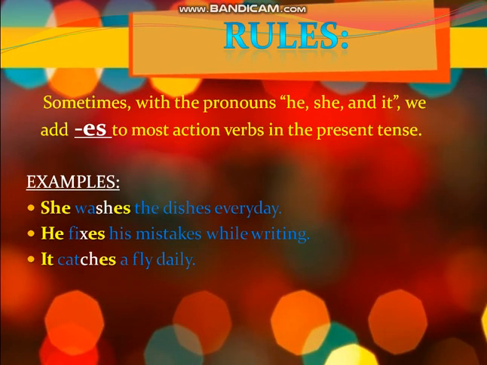Now, sometimes, with the pronouns he, she, and it, we add es, not only s, we add es to most action verbs in the present tense. Okay? Examples. She washes the dishes every day. Check. Where is the subject pronoun? She. She is a lonely girl, for example. Okay, she's weak. She needs support. She needs help. That's why I'm going to add s or es to the verb. But this time I added es.